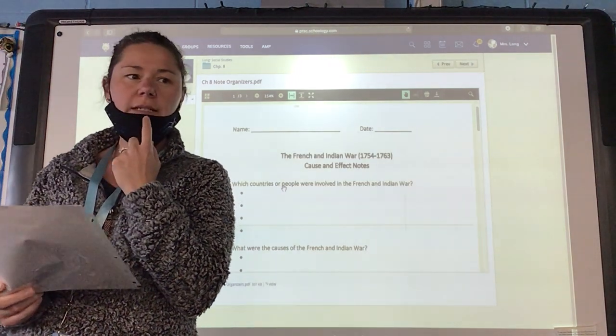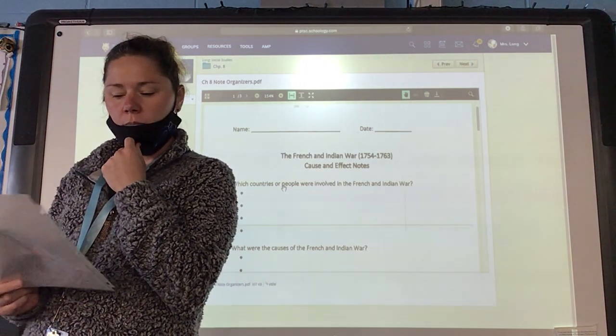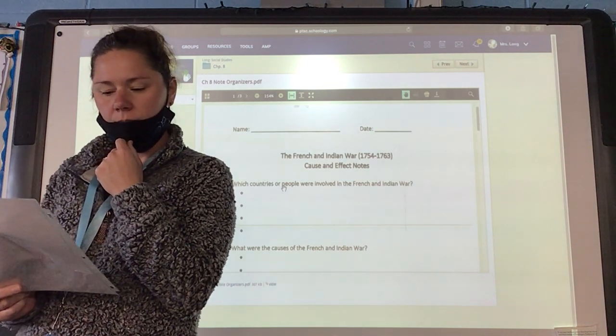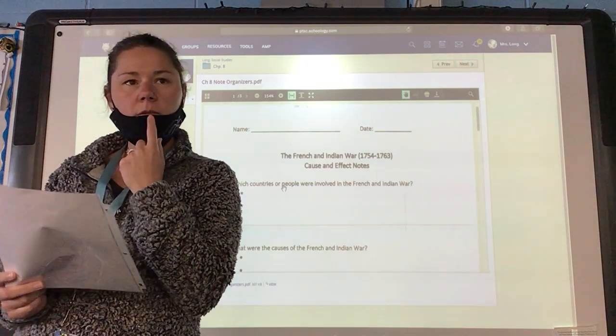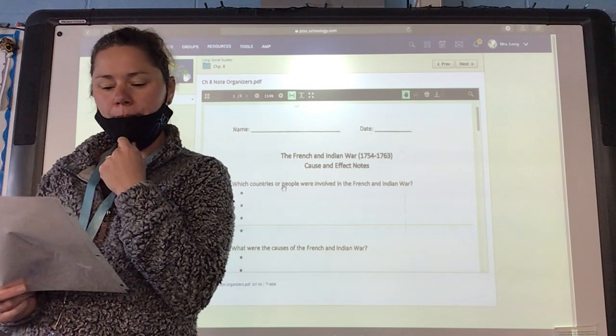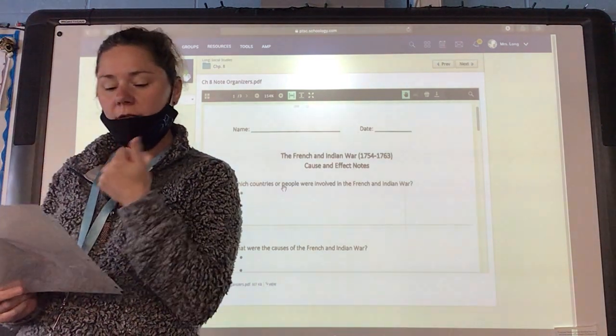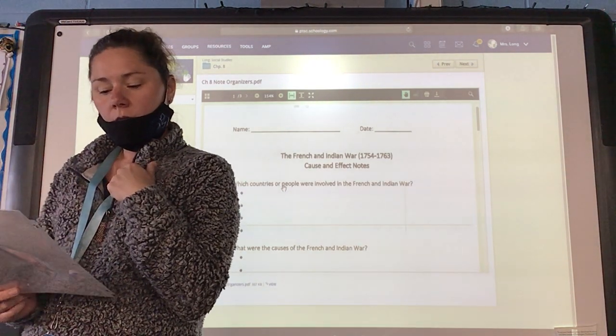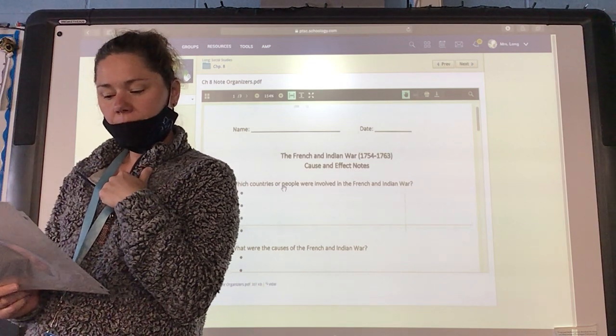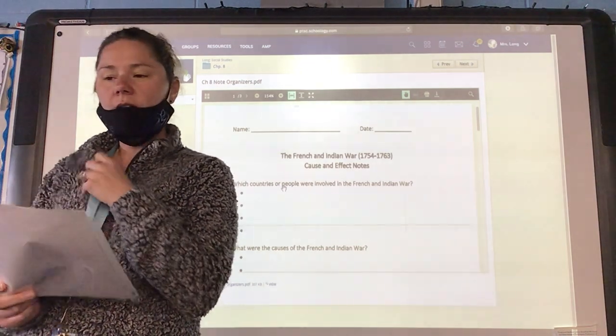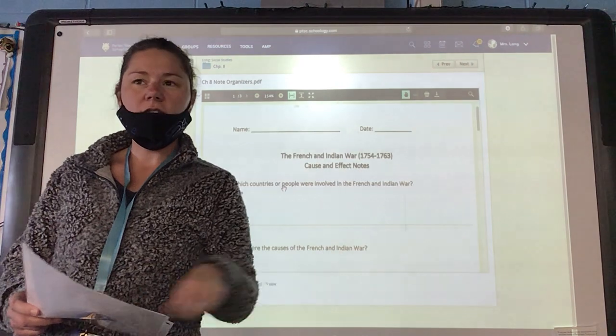Britain, France, Native Americans, and Spain. This should have already been done, guys. What do you need, Kenny? I just put America, is that fine? No, because it's not America yet. Okay, it was Britain, France, the Native Americans, and Spain. Those were the countries that were over here fighting in this French and Indian War.